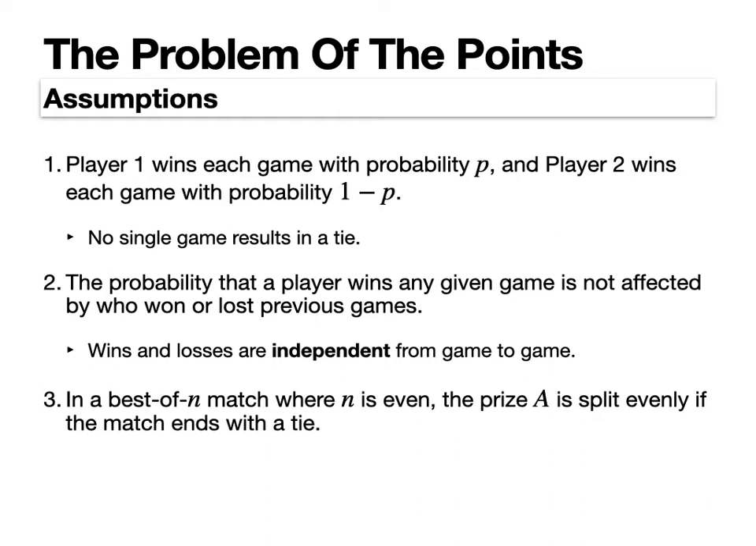Second assumption will be simply that the wins and losses are independent from game to game. So the probability that a given player wins a given game is not affected by who won or lost previous games. Then finally, in the best of n match where n is even, there is a possibility of a tie in the match, right? Even if there's no possibility of a tie for a particular game. And so in that case, we'll say that if the match winds up in a tie, like in a best of 20, both players wind up with 10 wins, we'll just split the prize evenly in that case.